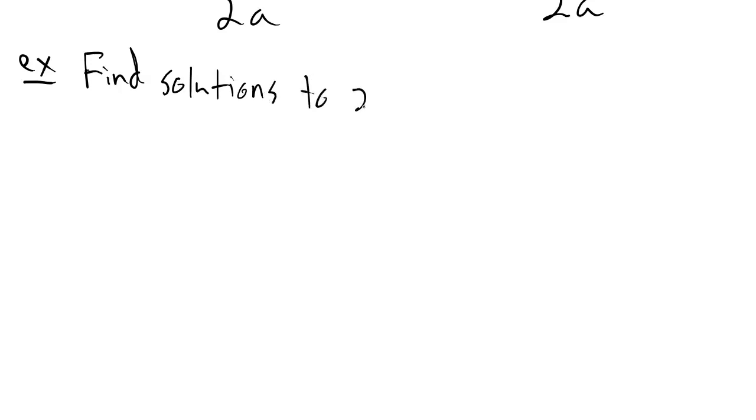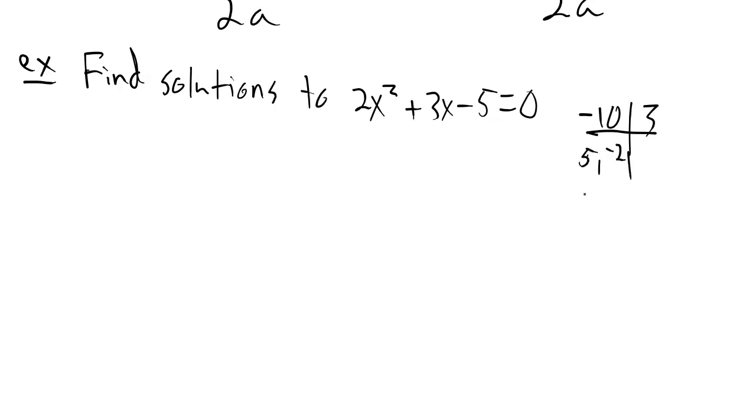Let's go through an example of how we would use this. Let's find the solutions to the quadratic equation 2x squared plus 3x minus 5 is equal to 0. So let's do a quick check, make sure this wouldn't work with factoring. We have a times c, 2 times negative 5. We're looking for factors of negative 10 that add up to 3. So that would be 5 and negative 2. Let's keep that in our mind because we can come back to this a little later.